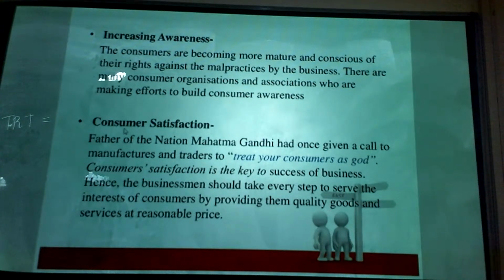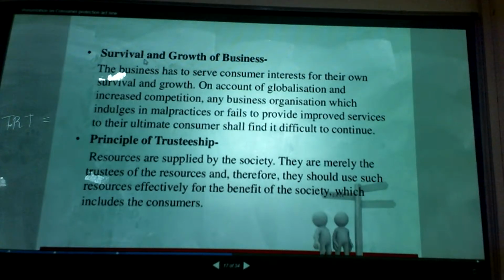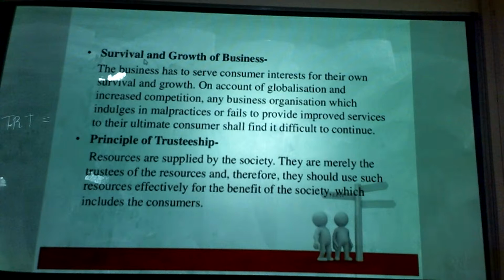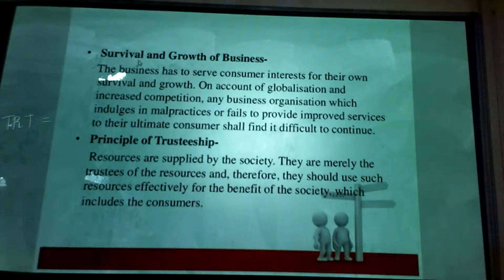Next one is survival and growth of business. So that is another major one. Survivability is possible when you retain the customer. When you retain the customer, ultimately your business will survive. So how do you retain the customer? All of you know that. You retain the customer when you provide the right quality and right quantity of goods. Then only the customer will be retained, and automatically your business will survive. So that is a major thing we have to follow.